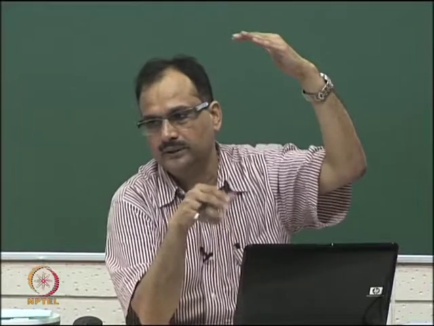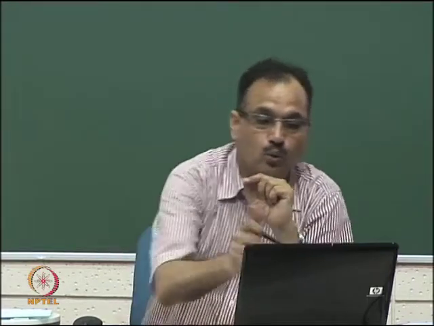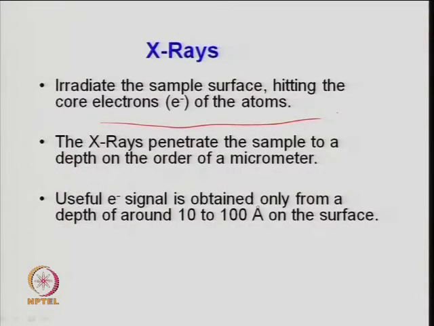The outermost electrons may not give you good information because they are far away from the nucleus. The electrons which are closer to the nucleus provide you better information because that is specific for a given material. So, most of the time we look at the core electrons of the atom where the X-rays are hitting. X-rays penetrate into the sample to a depth on the order of a micrometer. That depends on the intensity of the X-ray radiation, the wavelength of that radiation, or the energy provided. Useful electron signal is obtained only from a depth of around 10 to 100 angstrom on the surface.